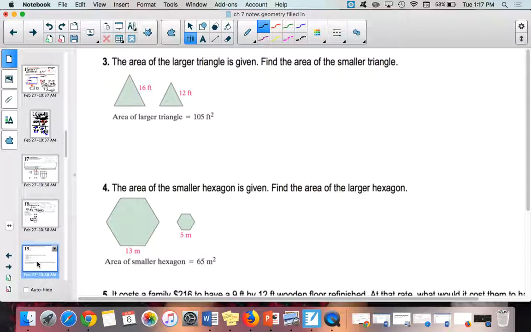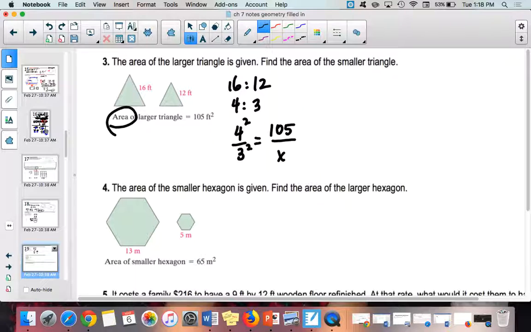Okay, so number 3, they were in a ratio of 16 to 12. Again, if you reduce, divide by 4, we have 4 to 3. So the big over the small is in 4 to 3. But the big over the small needs to not be in 4 to 3 if we're talking about area. What do we need to be? We need to square these, right? So we need 16 over 9 is the same as 105 over x. Did you guys catch that? Okay, as we cross multiply and divide, what did you guys get for x? 59.0625.